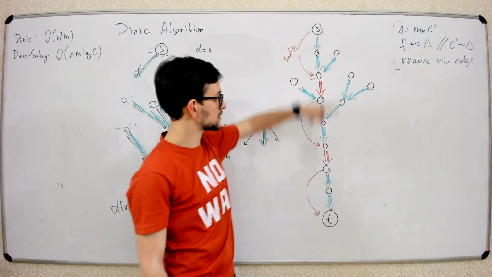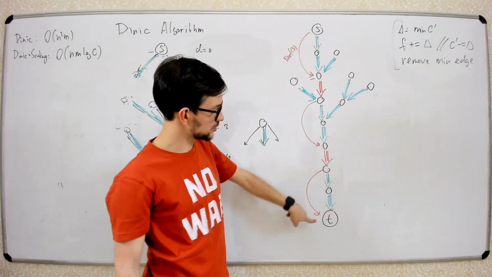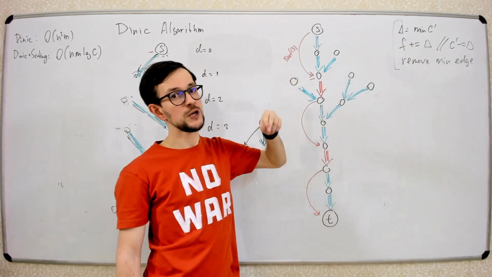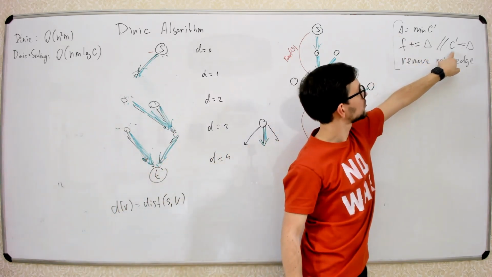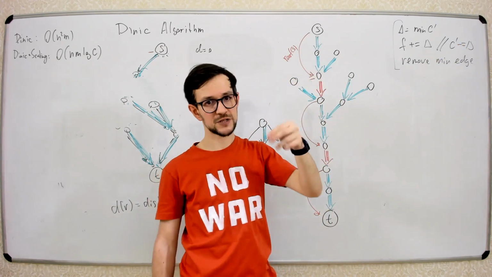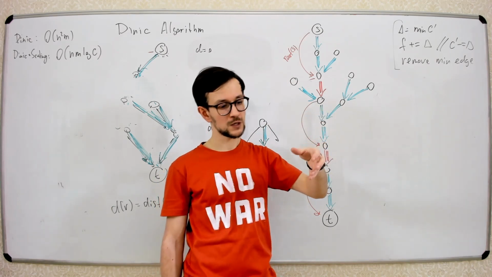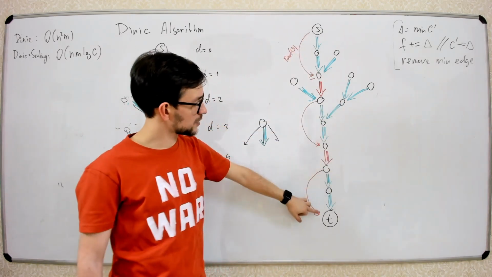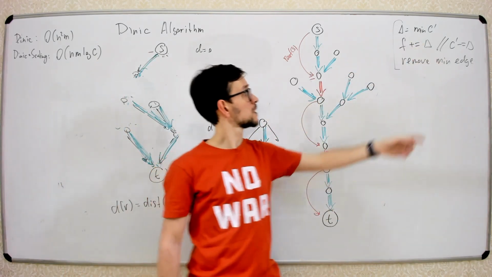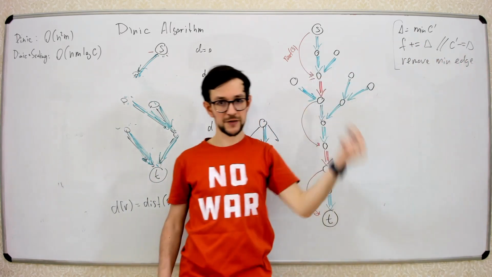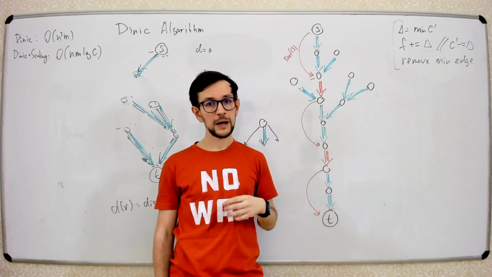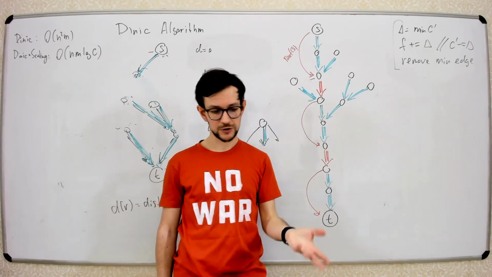When we combine them in a single tree, then for this path from S to T, we need to make these operations. We need to find the minimal capacity. So for each edge, we have this value C prime, which is the residual capacity. When you look at this path, you find the edge with minimal residual capacity, you decrease all the capacities by this value, and then you remove the minimal edge. And you can do all these operations using link-cut trees.